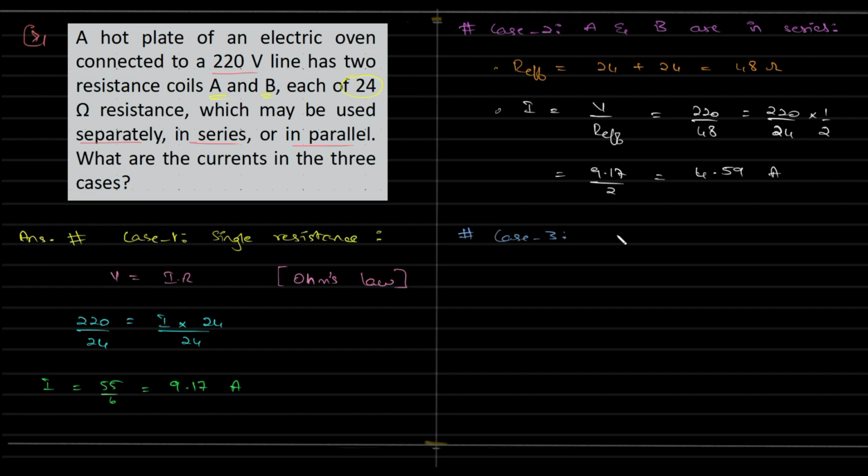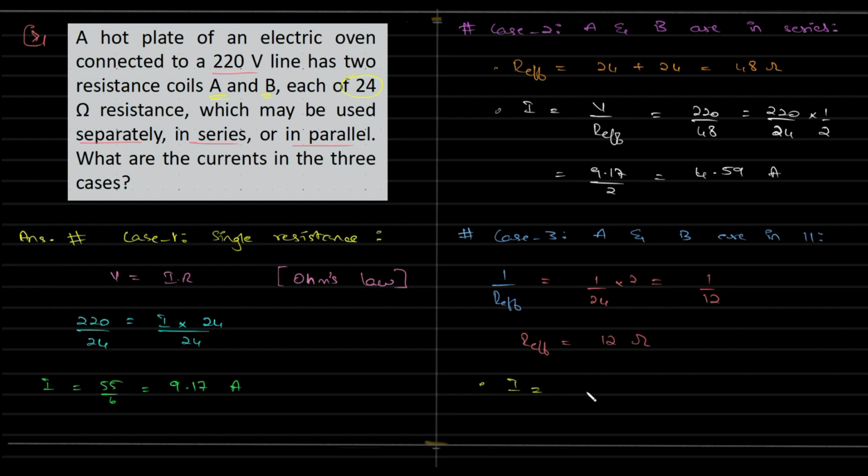Case 3, A and B are in parallel. So the effective resistance over here is 1 by 24 plus 1 by 24, that's 2 by 24, that's 1 by 12. So R effective is equal to 12 ohm.